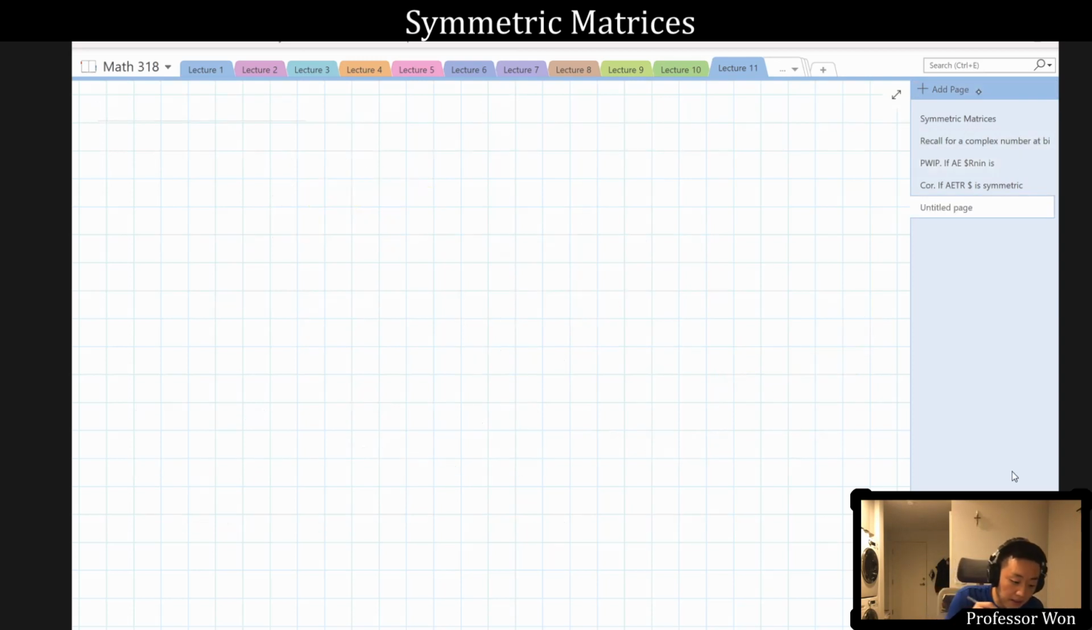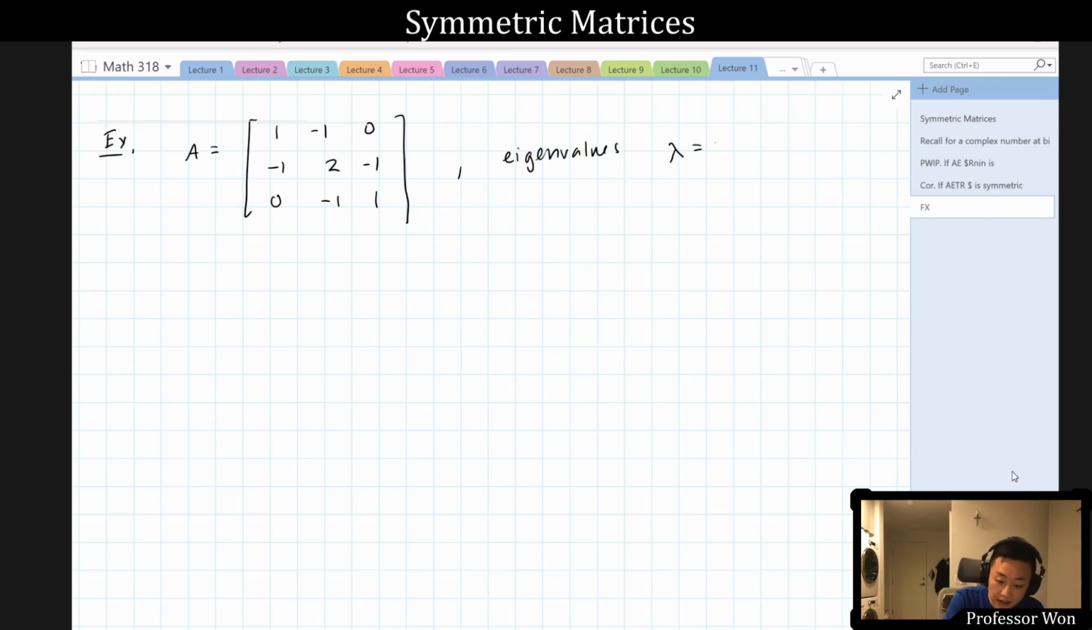Okay, we have another example, just to motivate the next result. I actually forgot about this example. You can consider this matrix: 1, -1, 0; -1, 2, -1; 0, -1, 1. This is a 3x3 matrix, so you could either do it by hand or plug it into Julia or your favorite software to find that the eigenvalues of this matrix, which have to be real because this is a symmetric matrix, are 0, 1, and 3. Then you can find the bases for the eigenspaces.